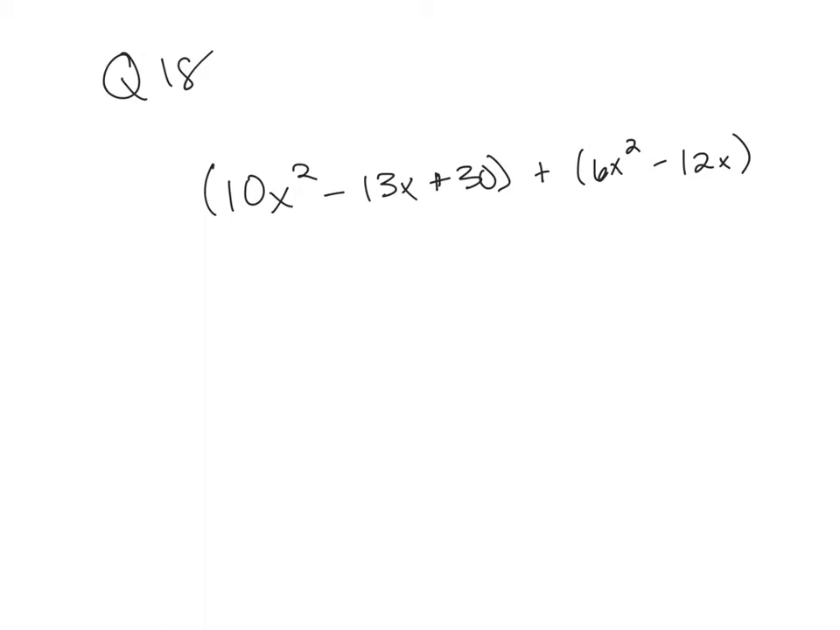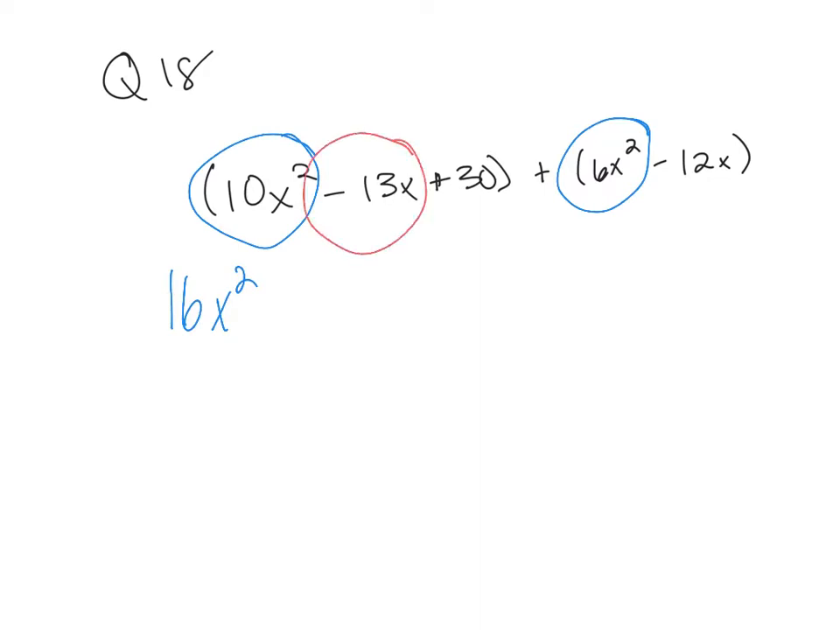Again, we're going to be looking for like terms. So like terms have to have the same base to the same power. So right here, I'm going to always start with my highest power. Here's x squared, and here's an x squared, so we can add those together. 10x squared plus 6x squared is 16x squared. And I'm going to move on to my next one, which would be minus 13x.